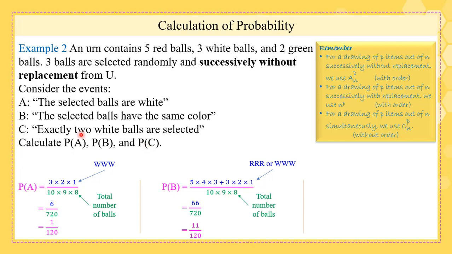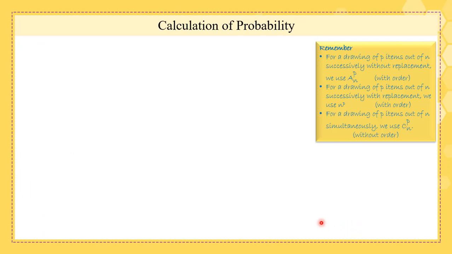Now for P of C, exactly 2 white balls are selected. So in this case, we have white, white, non-white, and don't forget the order. White, white, non-white times the order. The white is a 3, another white is 2, and the non-white in this case would be the red or the green, which are 7. And the order, we have a word that contains 3 letters. This is 3 factorial. Over, we have 2 letters that are repeated, 2 factorial. And the answer would be 7 over 140.